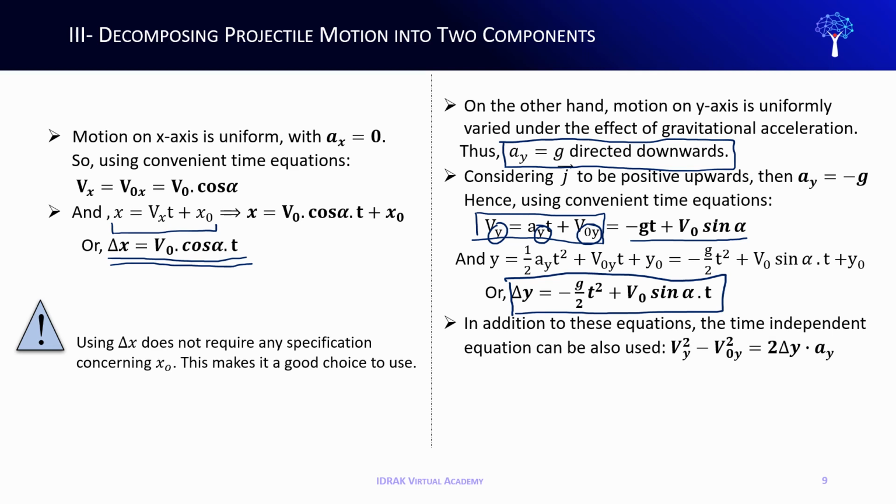In addition to the above two equations, the first about velocity, which we'll call 1, and this one, which we'll call 2, we have the time-independent equation, which can only be used on the y-axis. So vy squared minus v0y squared equals 2 delta y times ay. Definitely you know that ay is minus g and v0y is v0 sine alpha. Now, if you have any problems remembering these equations, 1, 2, and let's say 3, go back to Unit 1, Section 3, if I'm not mistaken, where we discussed time equations of the different types of motion.